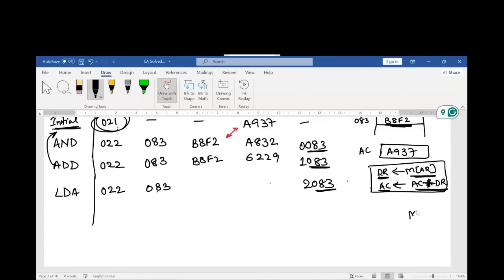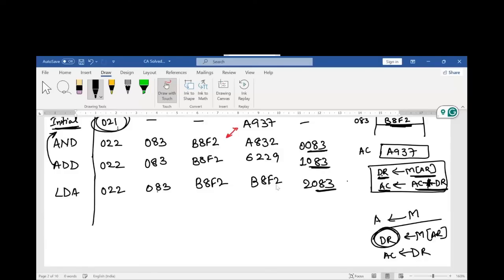Okay, what happens in a load instruction? Load means from memory, you want to load it to the accumulator. But direct loading from memory to accumulator is not possible. So what we will do is transfer M of AR to DR first and then DR to AC. So what would be the value of DR? Whatever is in M of AR. What is in M of AR? My operand B8F2. That will come to DR. And after DR, this value is stored in AC. So AC will also become B8F2. So this is my load instruction.